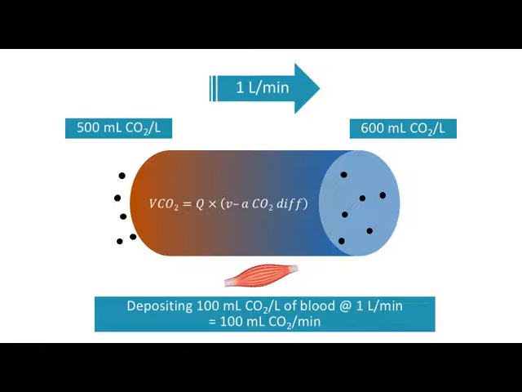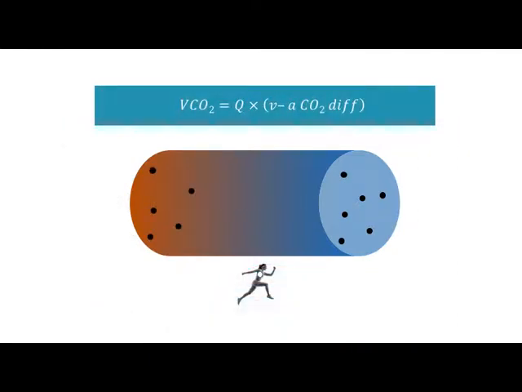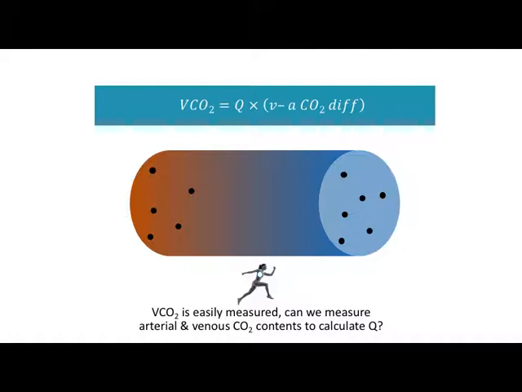If we can do this at a tissue, we can do it at the whole body. In the same way that VO2 is easily measured at the whole body, we can measure VCO2. It's an often overlooked column on the printouts of the metabolic cart. VCO2 is measured at the whole body level, easily. Is it ever possible now to measure venous and arterial CO2 contents?